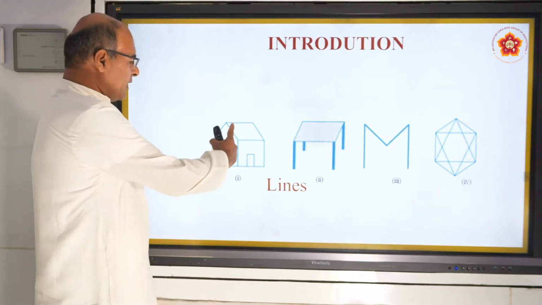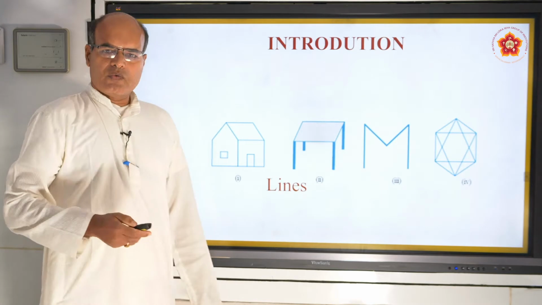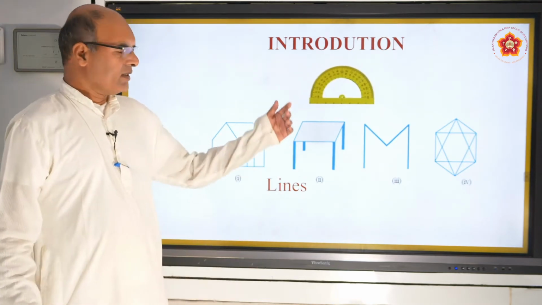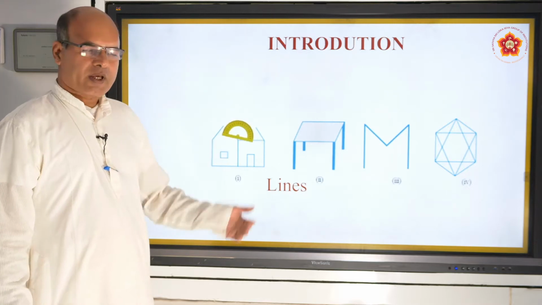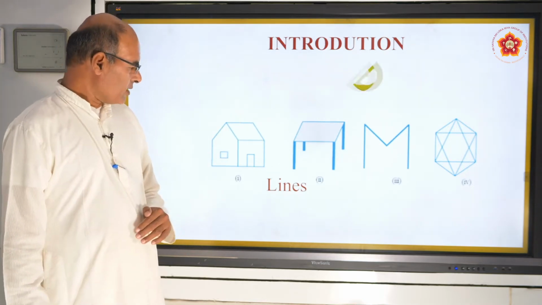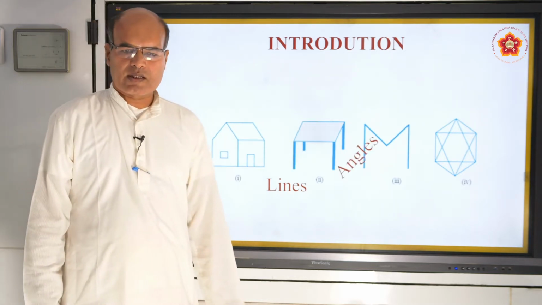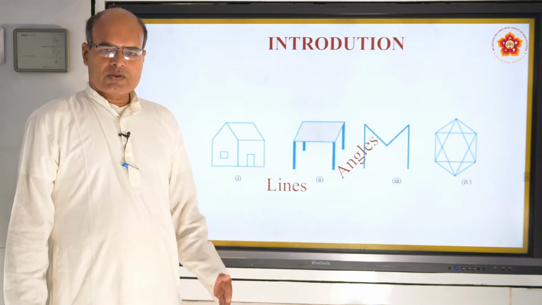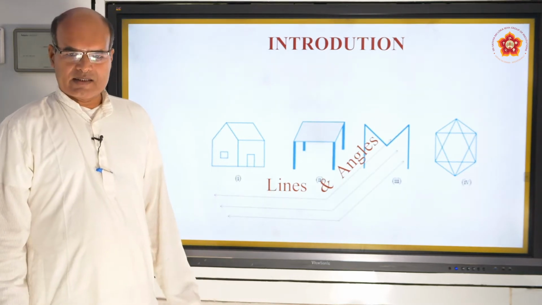To measure the inclination of the line, how much this line is inclined, we need a protractor. With the help of a protractor, we can measure the angles and draw the angles. So a protractor is used to measure and construct angles. This chapter deals with lines and angles.